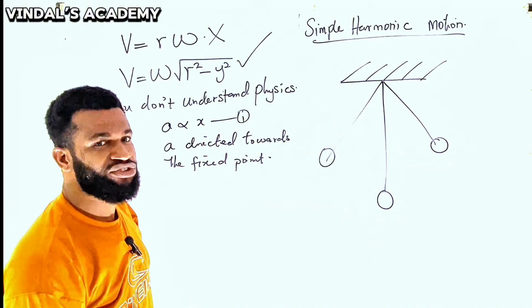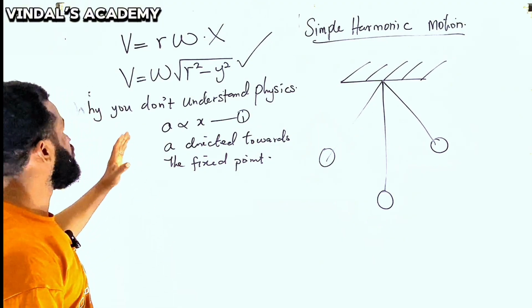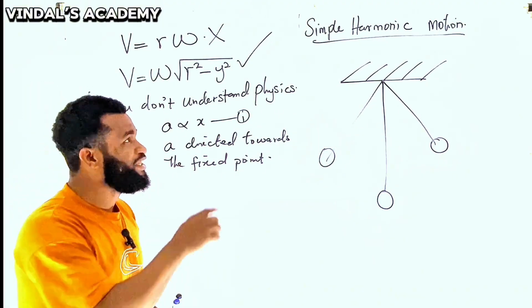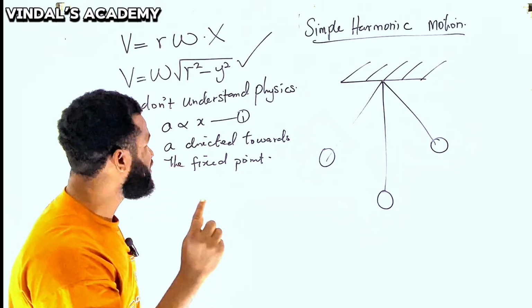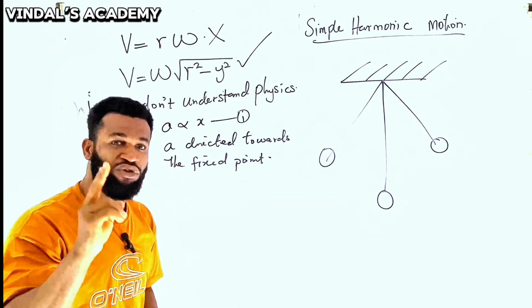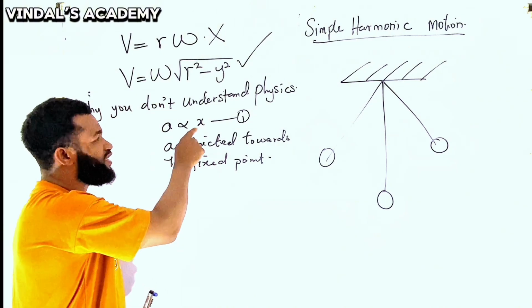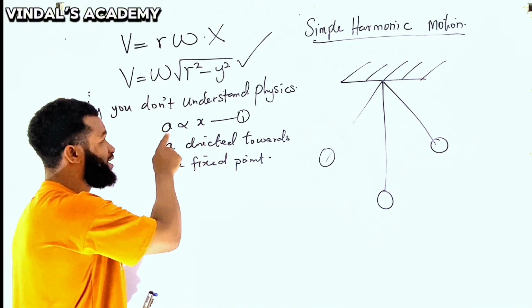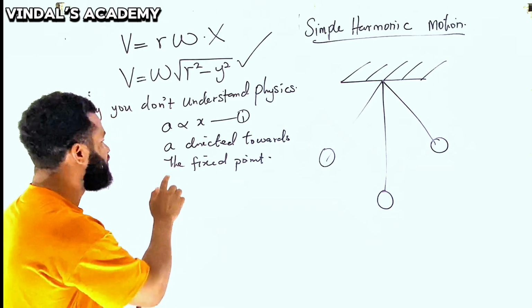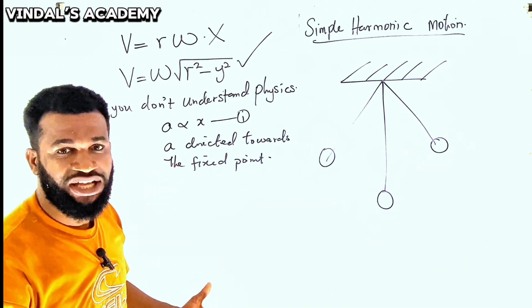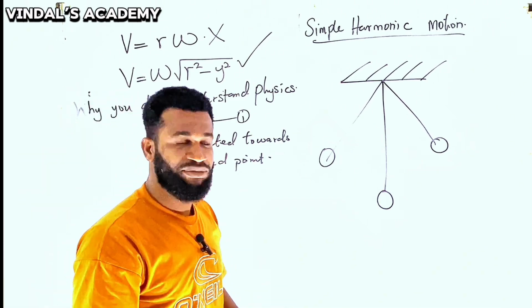So that is what I mean by why you do not understand physics. In this definition, there are three major conditions you must know. One is that it is to and fro motion. Number two, that acceleration is directly proportional to the displacement, and that it is directed towards the fixed point. I think I've made that statement many times in this video.